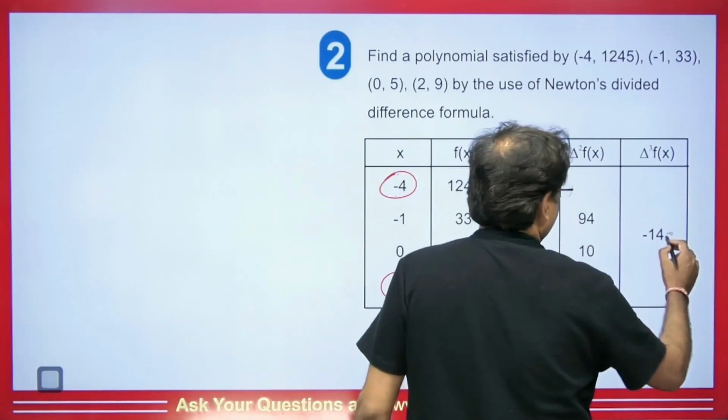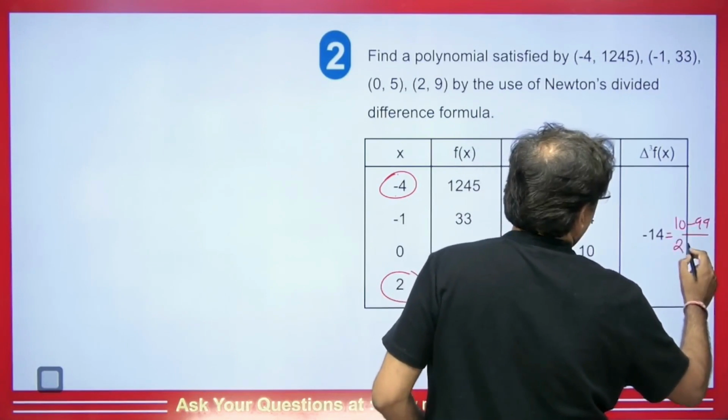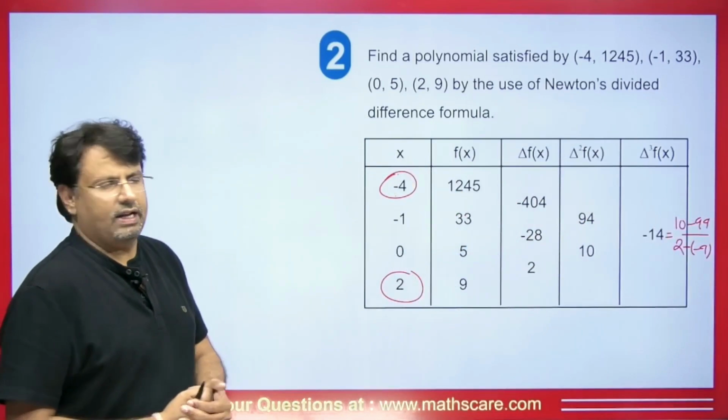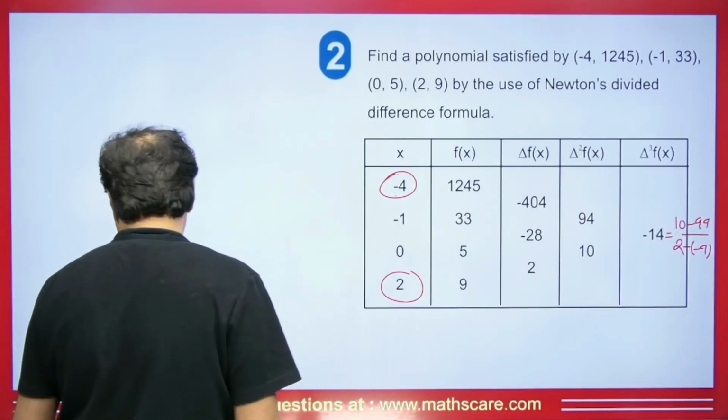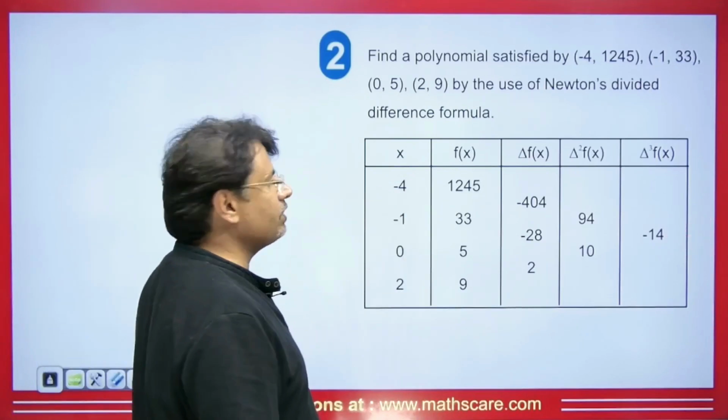For example, if I take out minus 14, it will be 10 minus 94 divided by 2 minus 4. If we solve this, it will be minus 14, clear? So in this way, what will happen here? A table will be made. Now what we need to do here, we will calculate the polynomial by Newton divided difference.